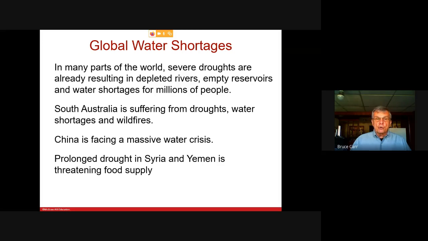Around the world, we have a lot of water shortages, and we've been seeing some of these in the news recently. Southern Australia is having a prolonged drought and water shortages, and this year, the dry conditions there were underlined by wildfires that burned out of control for periods of weeks to months. China is facing a water crisis, and again, the balance between availability and population is a significant factor. In Syria and in Yemen, it is threatening the food supply.